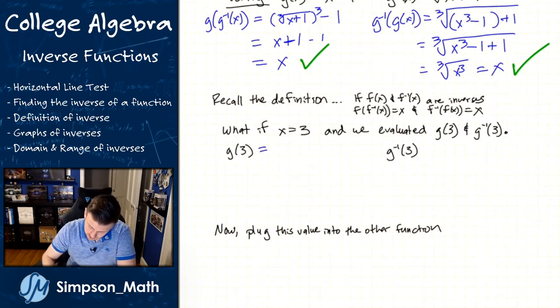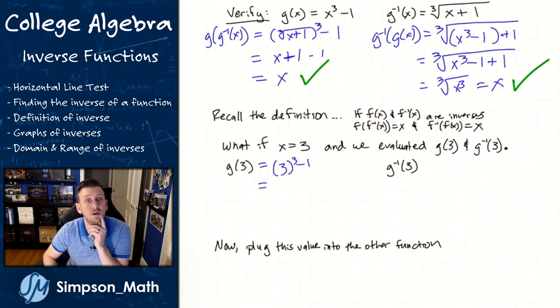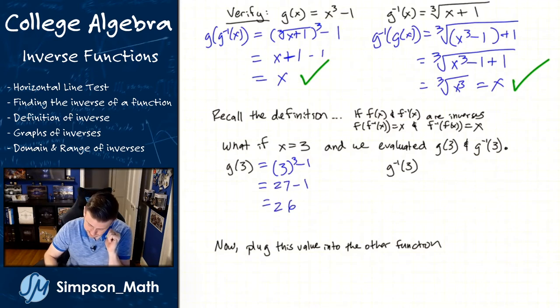So let's do that. Well, g of 3, I'm going to slide up just a little bit so I can see my g function right here. So I'm going to plug in a 3. So 3 cubed minus 1. 3 cubed, that's 27. Minus 1, so that's 26. So this means that g of 3 is 26.